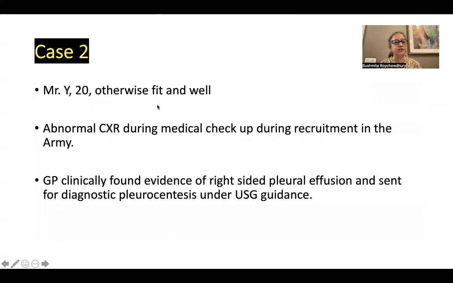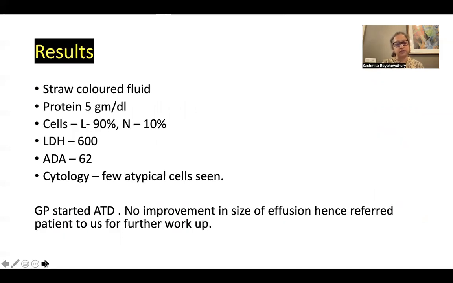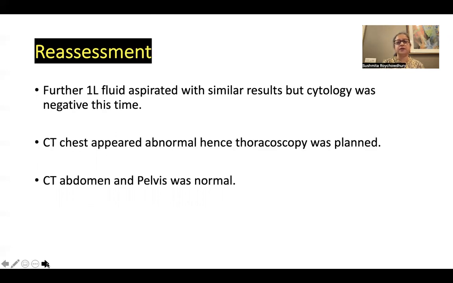Let's come to the second case, of a 20-year-old fit and well guy with an abnormal chest X-ray during a medical checkup during recruitment in the army. His GP found a right-sided pleural effusion. He drained it, diagnosed it, and found it was an exudate with a high ADA. Practically, we are taught that high ADA means TB, a young chap, TB. But this was an astute GP, and he found a few atypical cells on cytology. So he started ATD, anti-tubercular drugs. But there was no improvement in the size of the effusion, and he referred the patient to us.